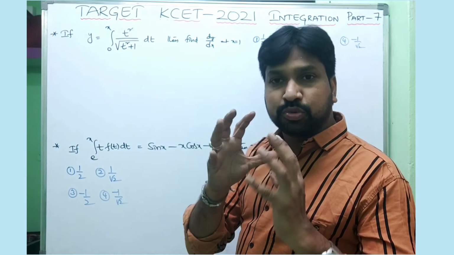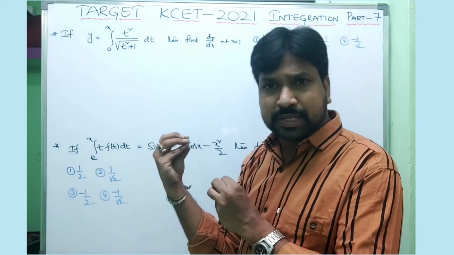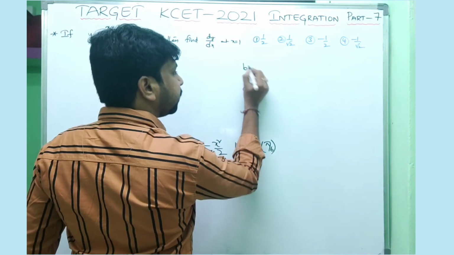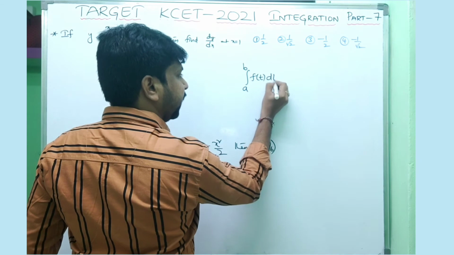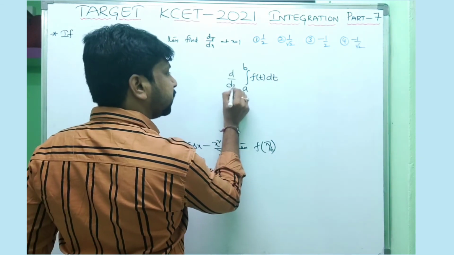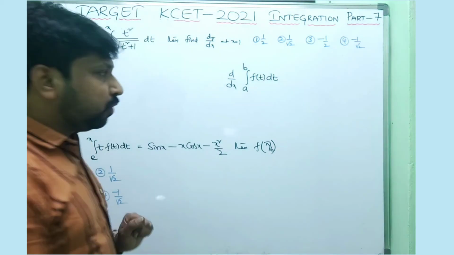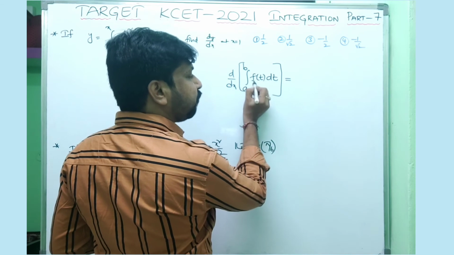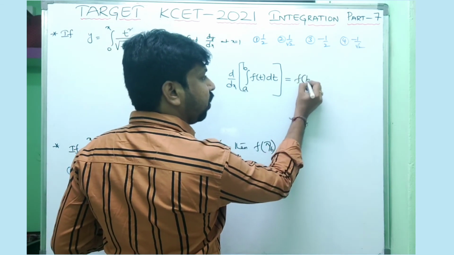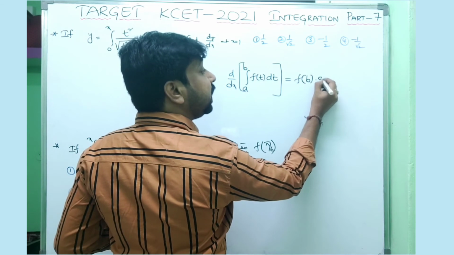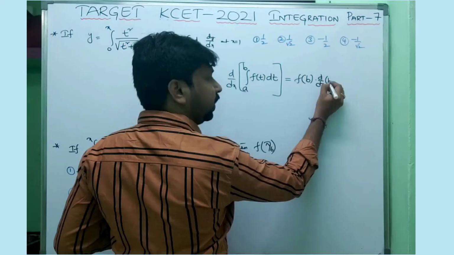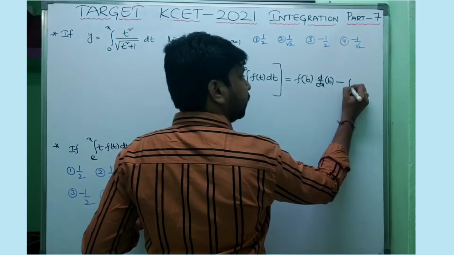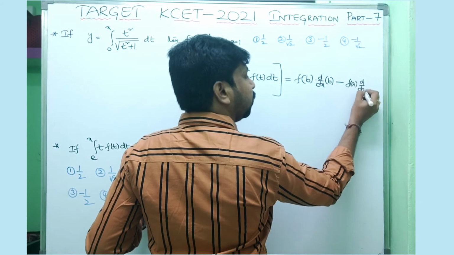At that time you have to know a few rules. I'm going to discuss all the rules, then I'll do the sum. Integral a to b of f of t dt is there. You need to apply differentiation with respect to x. If you apply differentiation, this function will become f of b, that is, f of upper limit into the derivative of that upper limit, minus f of lower limit into the derivative of that lower limit.